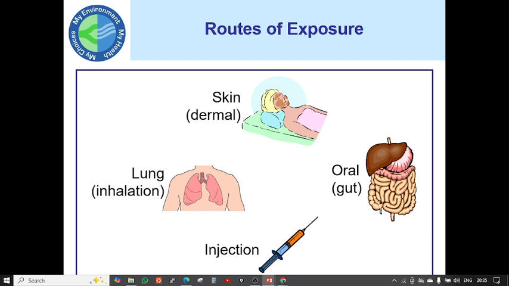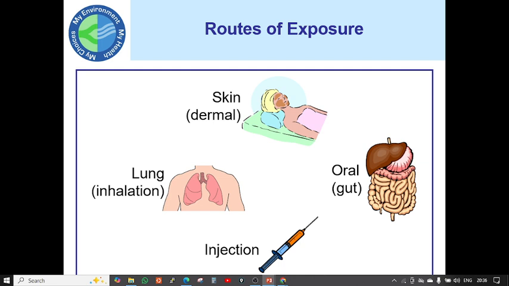Then an important term is called route of exposure, how this toxic substance enters your body. First is called skin or dermal. If you touch something, the toxic substance enters through your skin. For example, if you touch some acids or some chemicals, they can immediately enter your body and damage the local area. So that is through skin or dermal exposure.